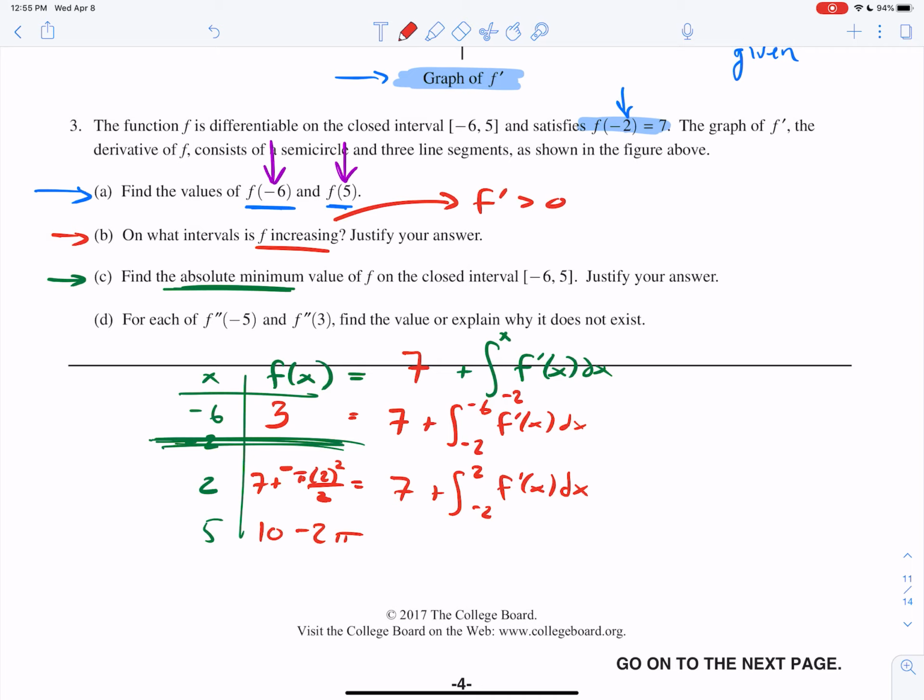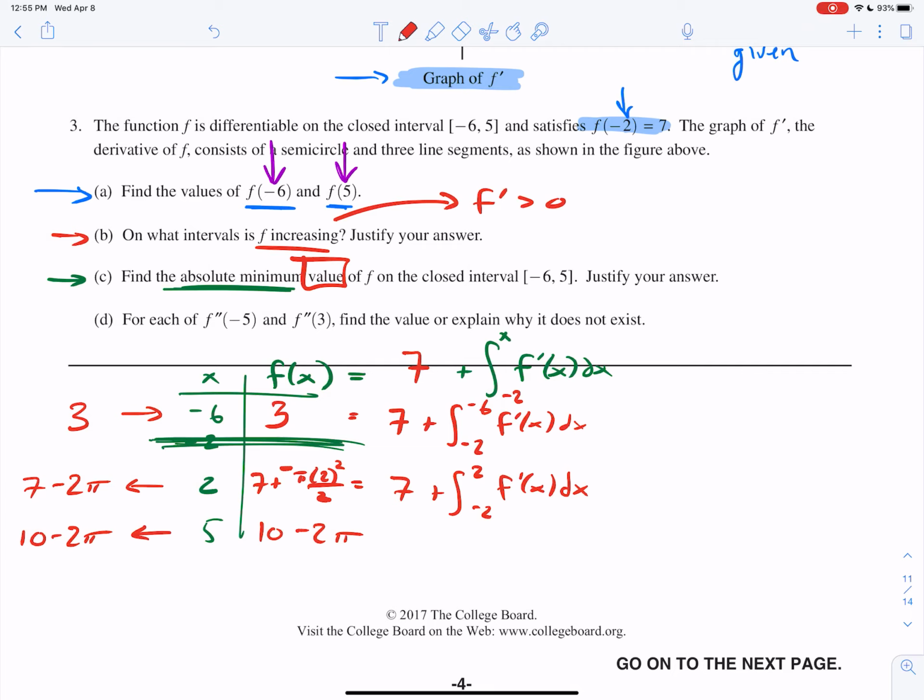Okay, so we're looking for the absolute minimum value. Okay, so this one here came out to 3. This one here, you kind of have to simplify. It came out to 7 minus 2 pi. This one came out to 10 minus 2 pi. Okay, so which one's the smallest?